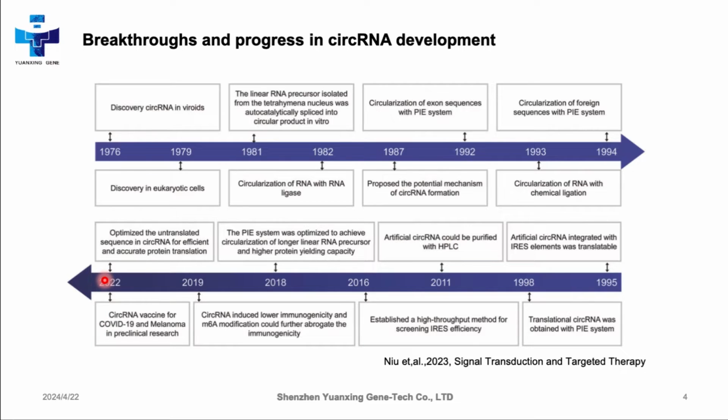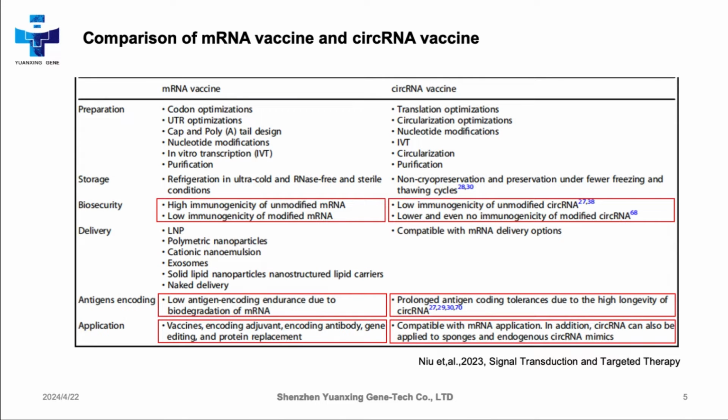In 2022, the engineered circRNA vaccines were used for the first time in the treatment and the prevention of the COVID-19 and the melanoma. Here, we list some differences between the circRNA and the linear RNA in the preparation, the storage, the biosecurity, delivery, antigen encoding, and the application.